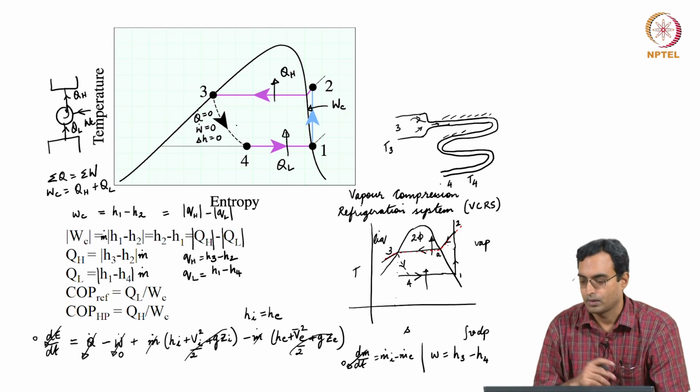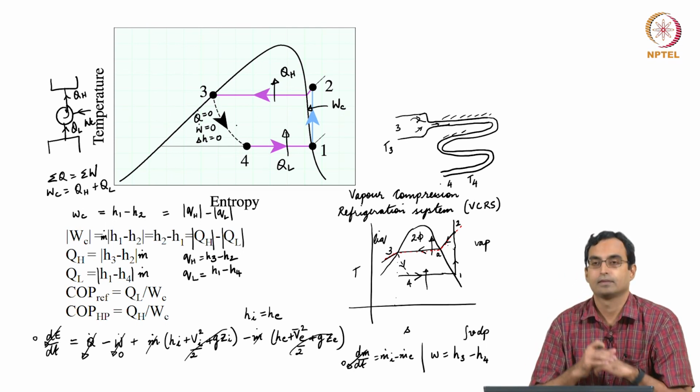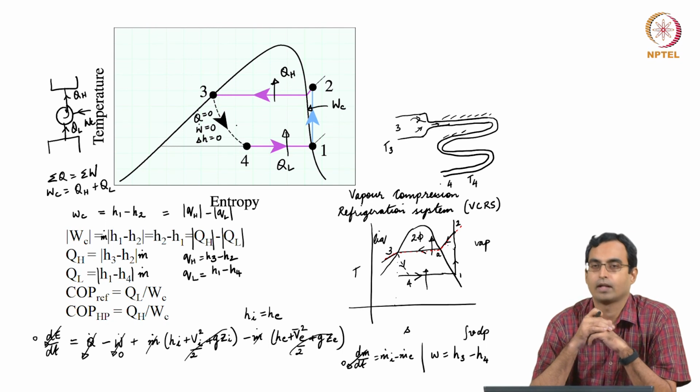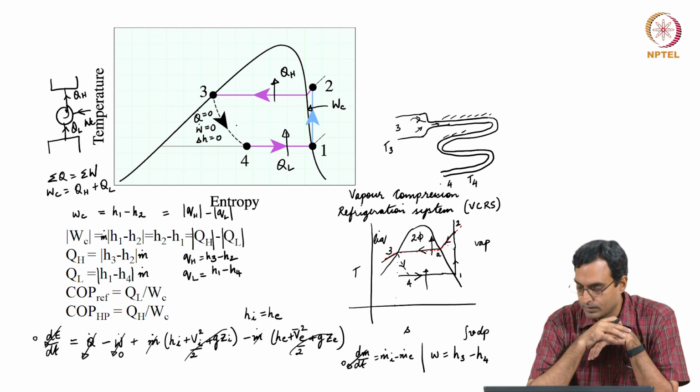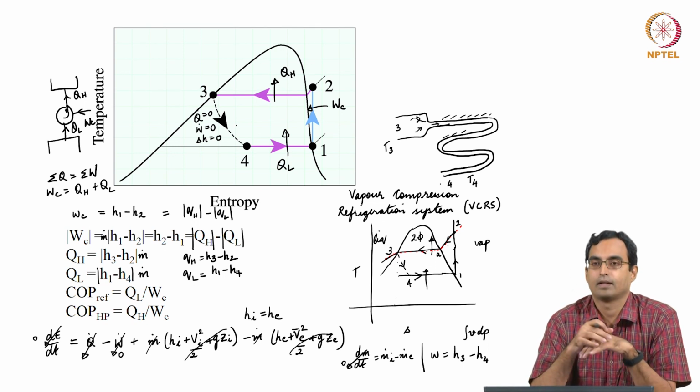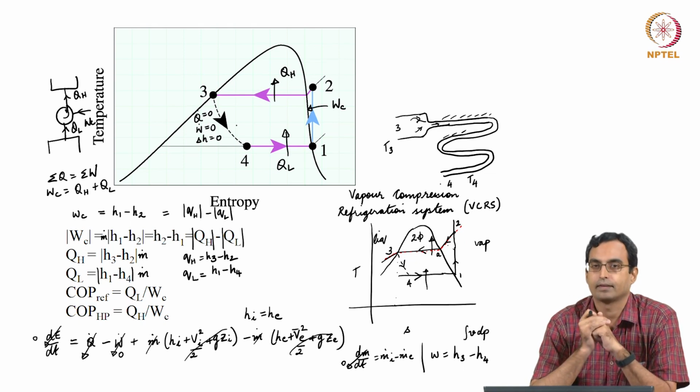So, that is essentially what we have for this VCRS cycle, which is used for a refrigerator or an air conditioner and so on, or a heat pump. So, we are going to stop here for the moment, and we will go on to a problem which deals with a refrigeration cycle. Thank you.